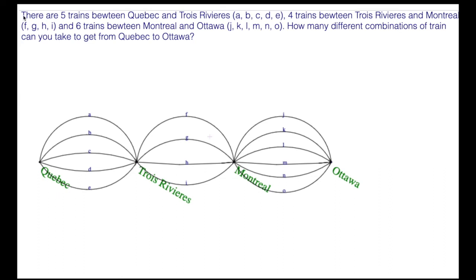Here's another example. There are 5 trains between Quebec and Trois-Rivières, 4 trains between Trois-Rivières and Montreal, 6 trains between Montreal and Ottawa. How many different combinations of trains can you take to get from Quebec to Ottawa? There are 5 ways that you can take a train from Quebec to Trois-Rivières. There are 4 ways you can take a train from Trois-Rivières to Montreal, and there are 6 ways from Montreal to Ottawa. It's going to be 5 times 4 times 6. 5 times 4 is 20, times 6 is 120. Multiply the number of ways that each step can be done. That gives us 120 different ways.